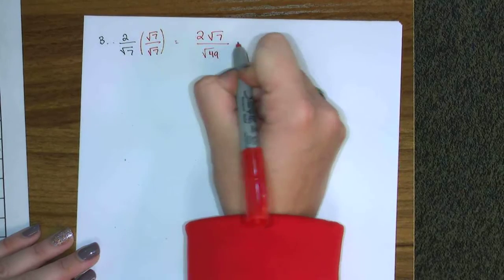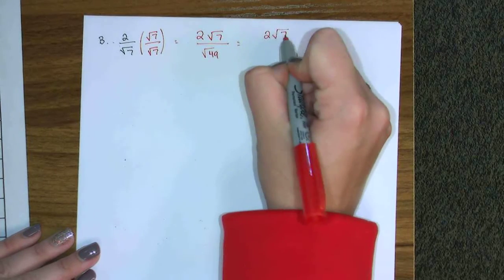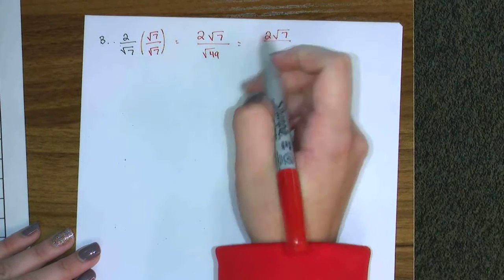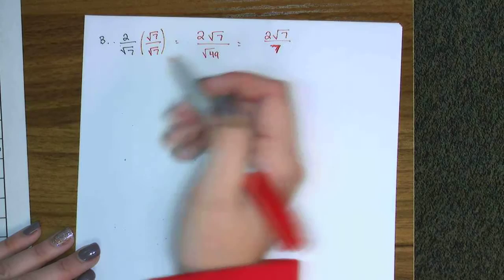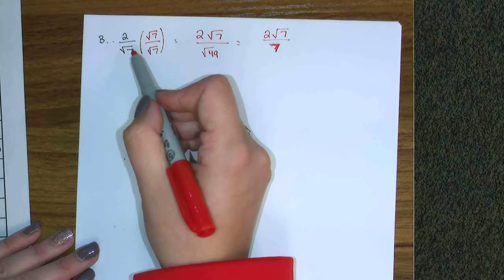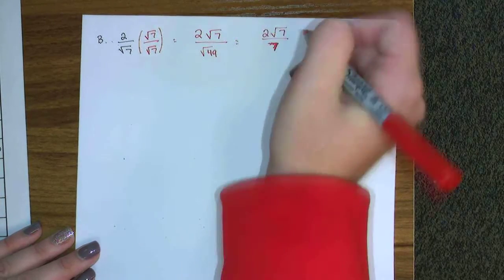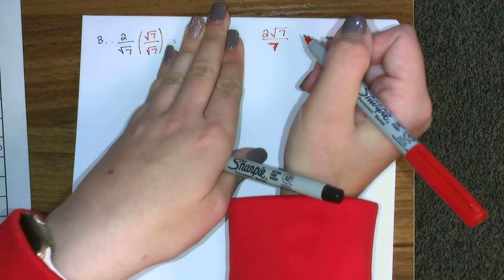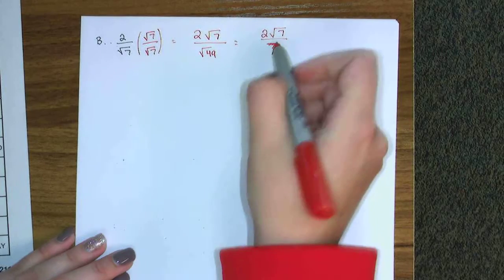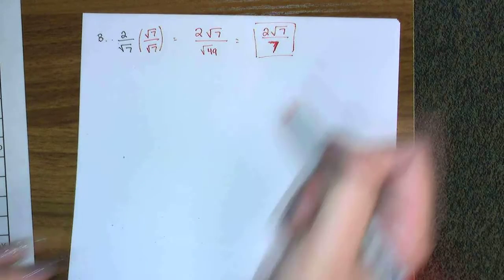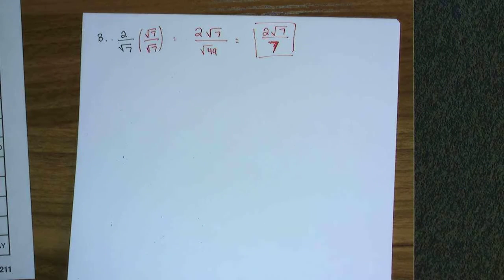Which then comes out to be, on the top, that still stays the same. The square root of 49 is 7. And if you recognize here that we're just multiplying 2 square roots, you can just write 7 here. You could skip this step in the middle and just go straight to this. That's commonly what I do, but for the sake of showing all the work, that's how I'm going to show it to you.